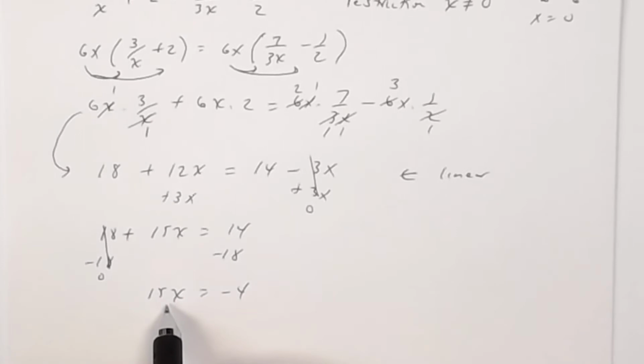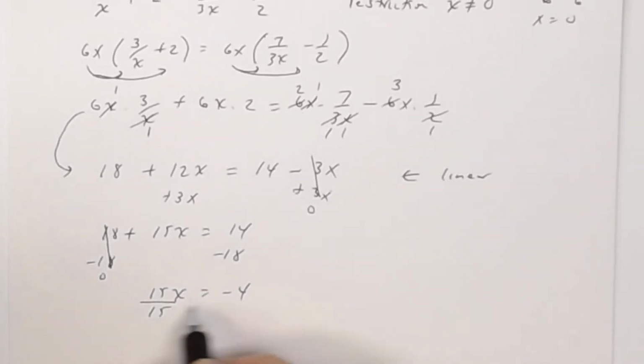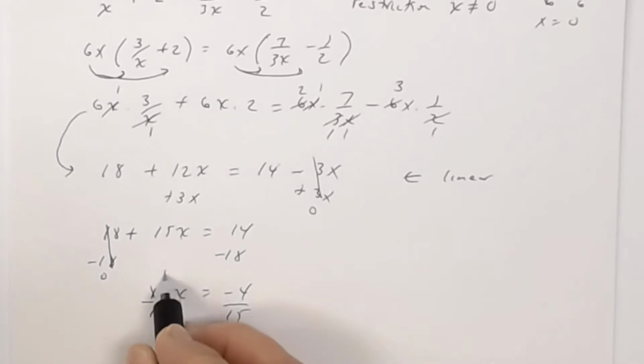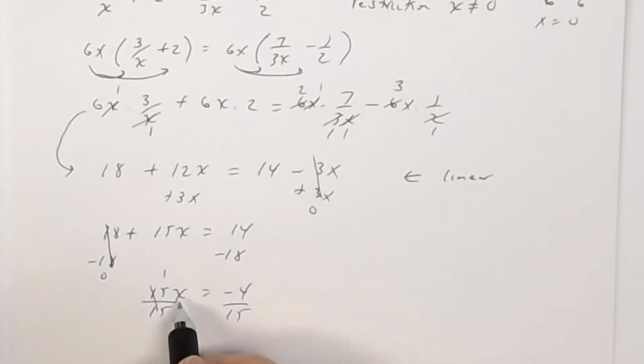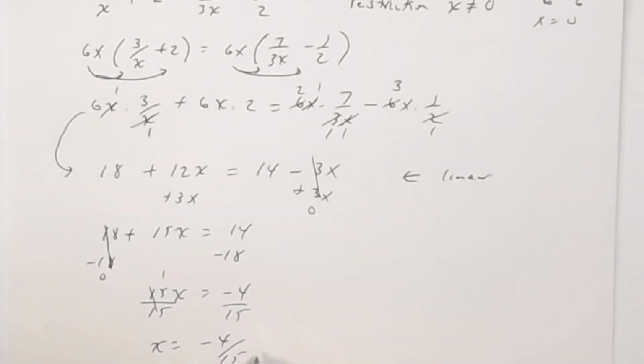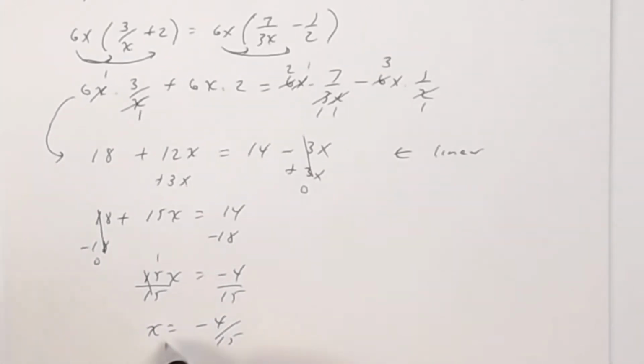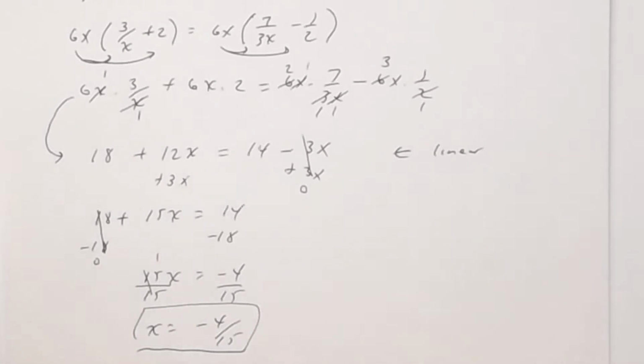And then to get the variable x by itself, right now multiplying by 15, the opposite is to divide by 15. And so I get 15 divided by 15 is 1. 1 times x is x, equal negative 4 15ths. And if you can reduce, you reduce. I cannot reduce here. So that's your answer. So that's your solution. All right.